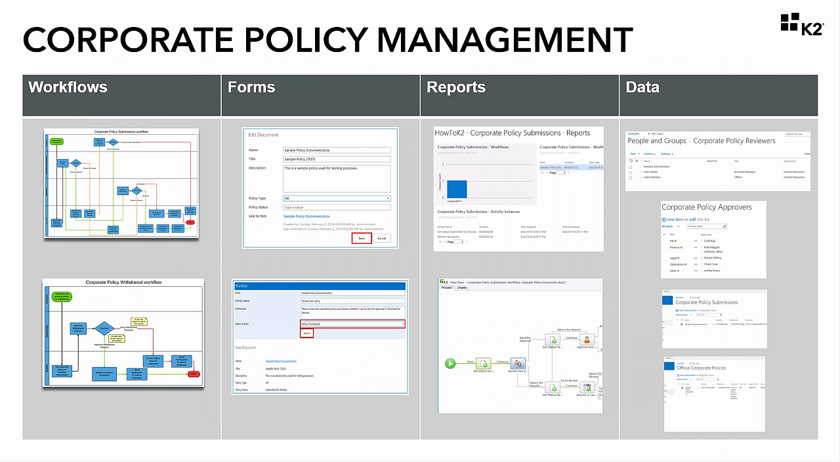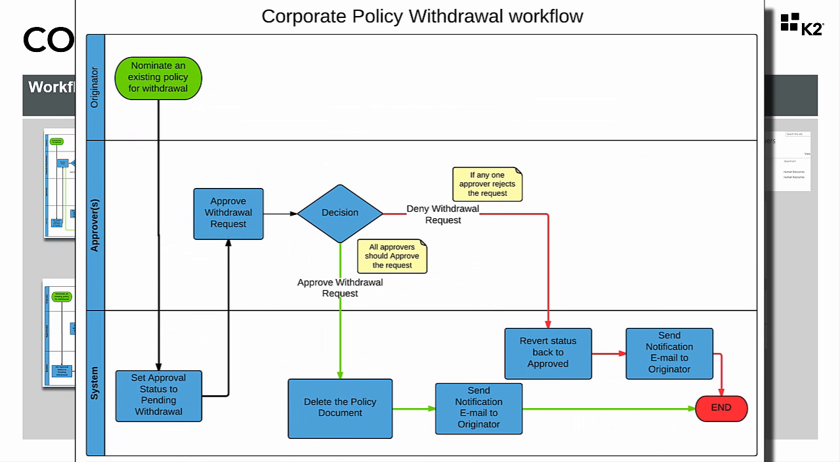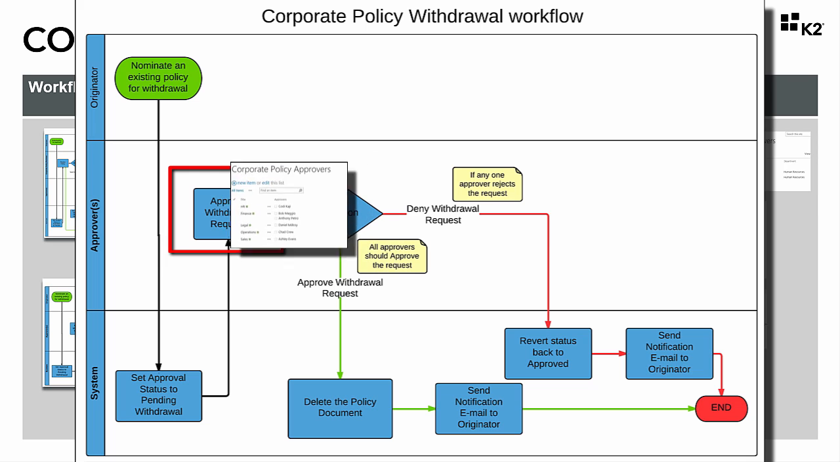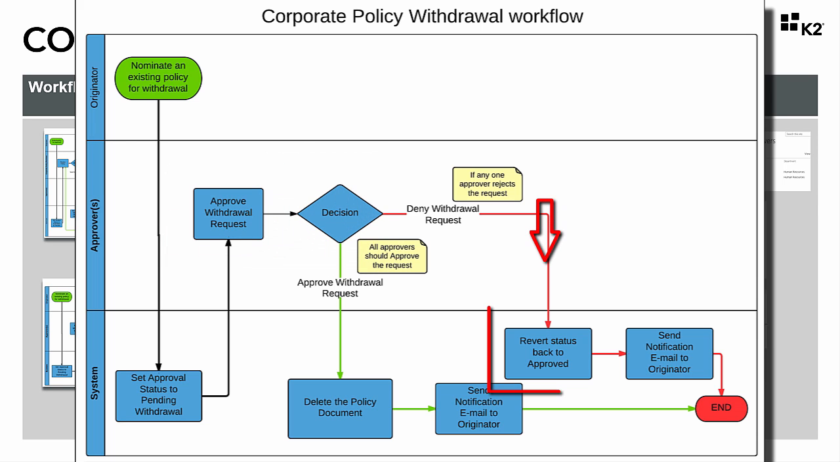Now we can bring in the requirement for our second workflow called corporate policy withdrawal. Once a policy has been approved and published in the official corporate policies library, any user can request for a policy to be withdrawn. The first step for these requests will prompt the system to set the policy status to indicate that a withdrawal request is pending. As before, the system will use the policy type to determine which user or users needs to approve the withdrawal request. If this user denies the request, the system will just revert the approval status of the policy back to approved and notify the requester that their request to withdraw the policy was denied.